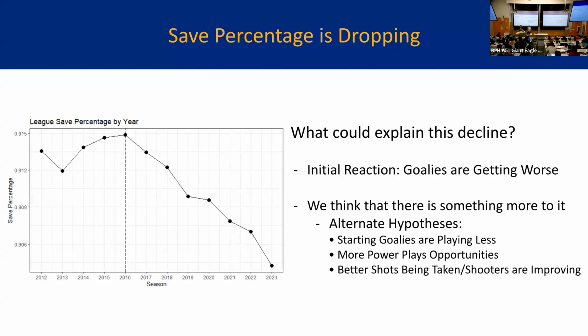Another alternative hypothesis was that more power plays could be taken. If you're shooting with more players than the other team has, you're more likely to score. So if there are more power plays, that would suggest that save percentage would decline. And then lastly, that better shots are being taken or that shooters are improving. So a skill difference there, as well as maybe offensive schemes to get better shots are changing.